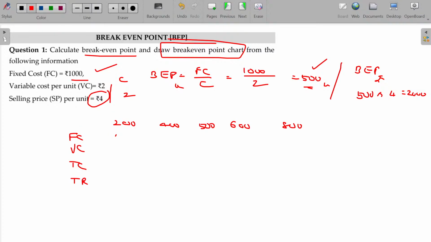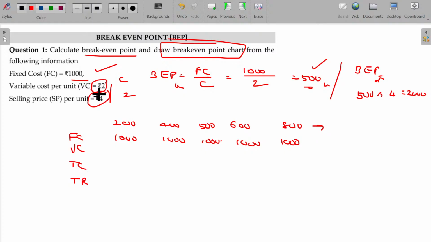Fixed cost being 1000 remains constant at all levels, isn't it? This number you can decide yourself. The range could be something less than BEP, something more than BEP. Like 500 is a BEP, no? So reduce some number lesser, 400, 300, 200, or above that, 600, 700, 800, like you can show. So there is no hard and fast rule.